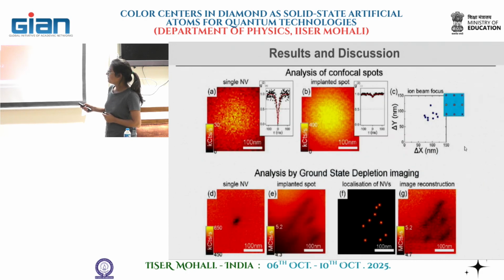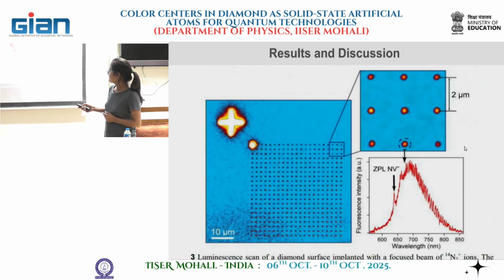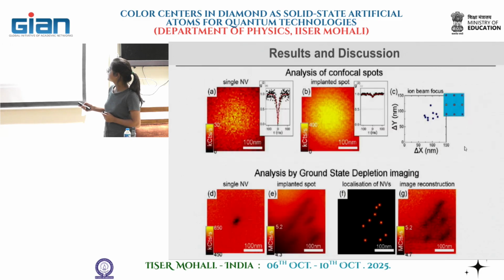So again, apart from the zero phonon line characterization, another analysis has been done using the confocal microscope. We are focusing to check the images, and we are analyzing the intensity patterns to count the NV centers.